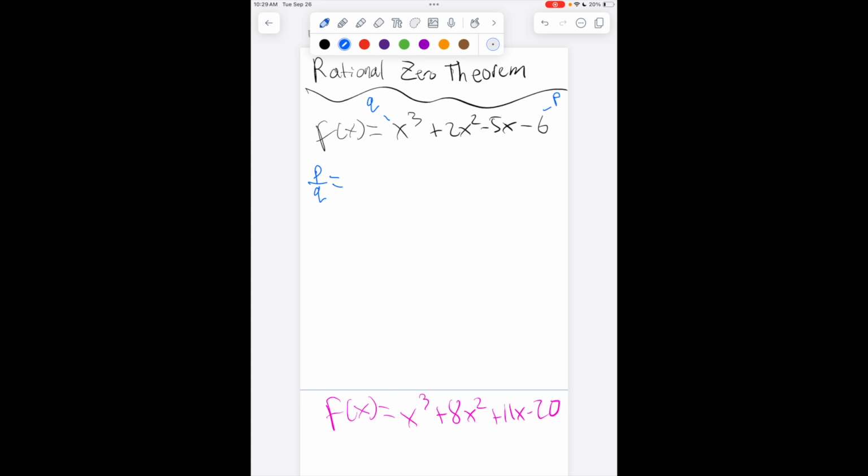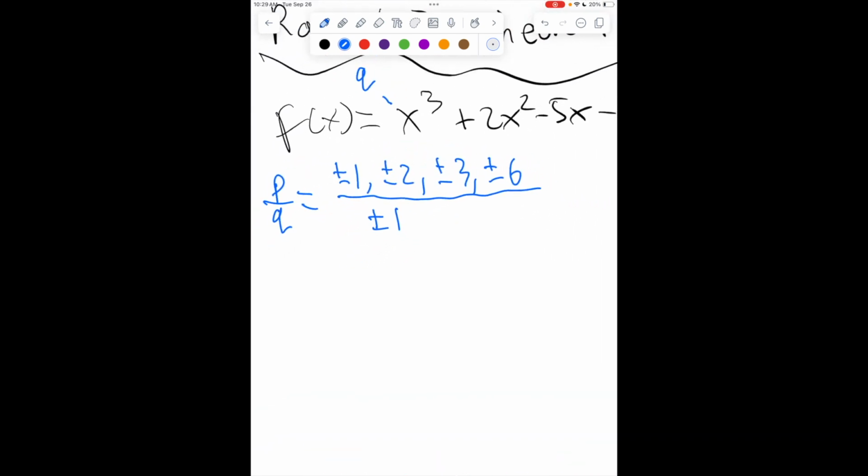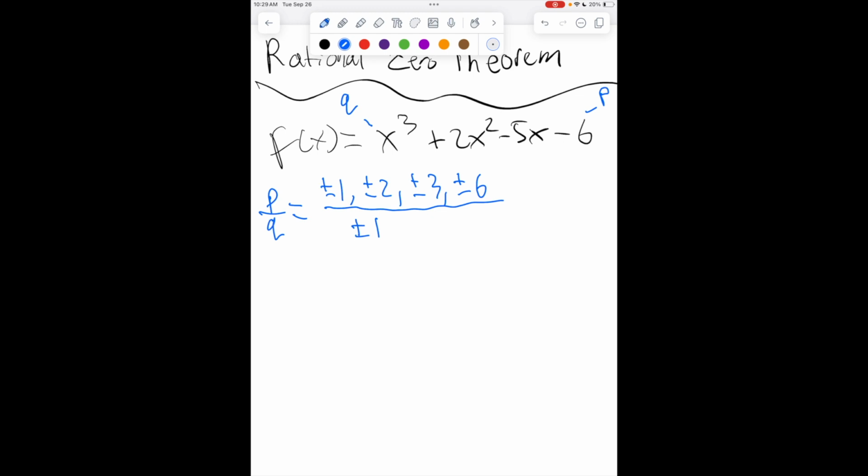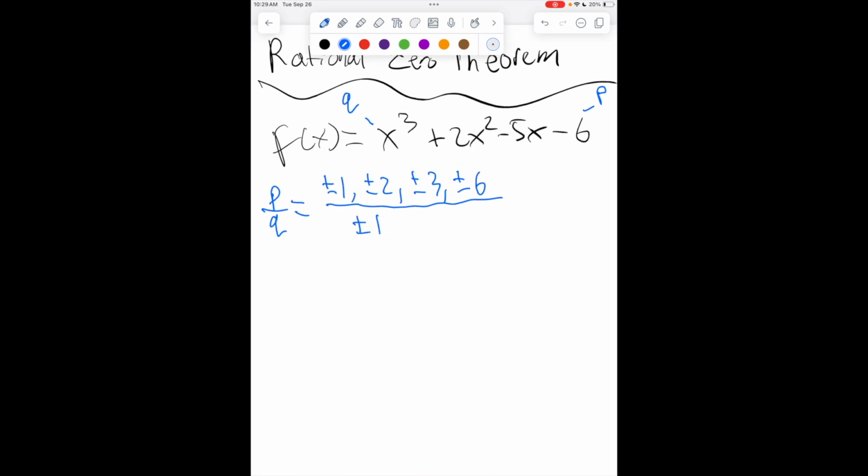So again, what are the factors of -6? It'd be some combination of positive or negative 1, 2, 3, or 6. And the only combinations to get 1 are positive or negative 1. So when we set this function equal to 0, our answer is going to be, again, anything divided by 1 is just itself. So our answer is going to be 1, 2, 3, or 6, and then positive or negative, depending on what that looks like.